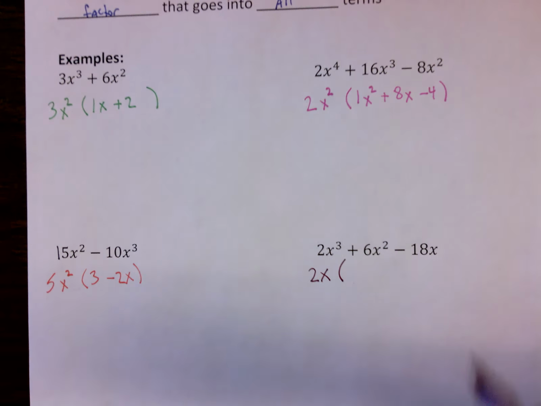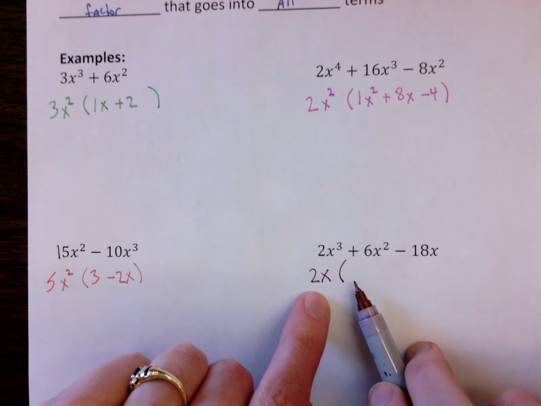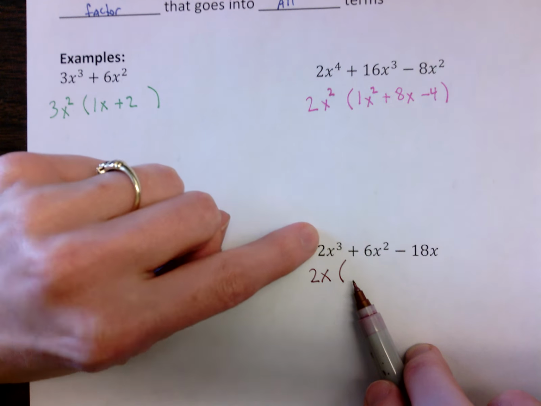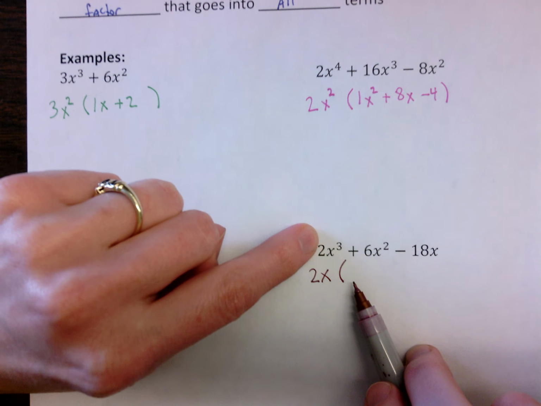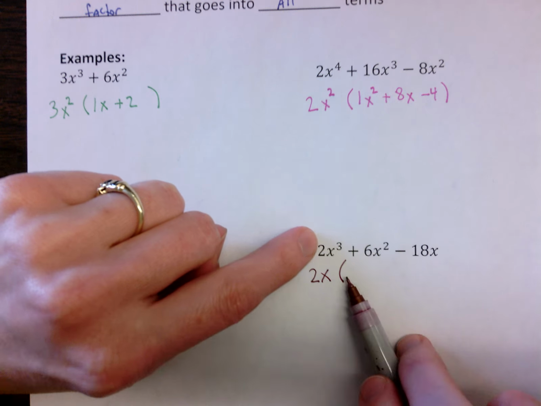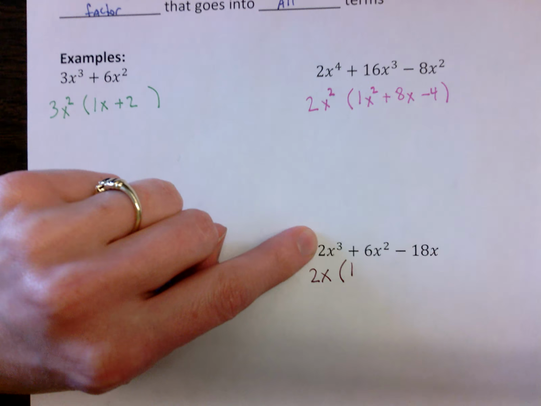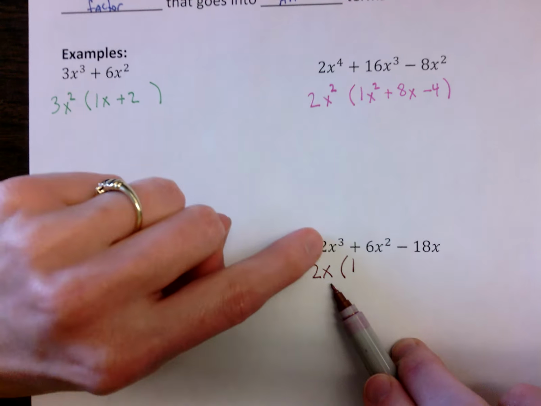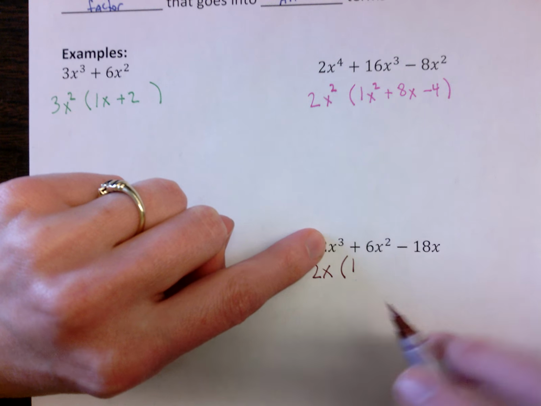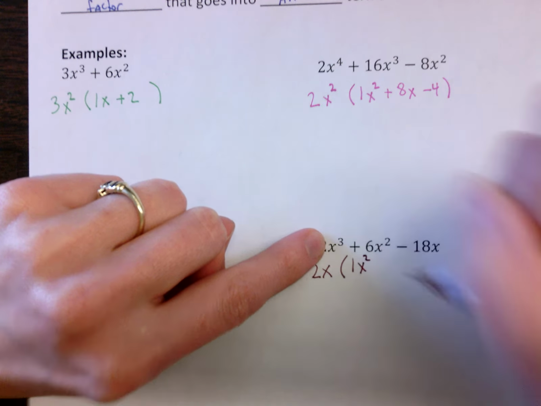All right, and now I'm thinking to myself, what do I have to multiply 2x by? So I'm going to get 2x to the third as my answer. Well, 2 times what gives me 2? 2 times 1. And if I have 1x and I need 3 in the end, how many more do I need? 2 more.